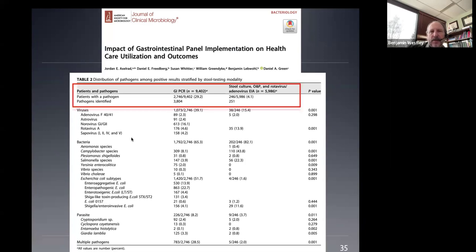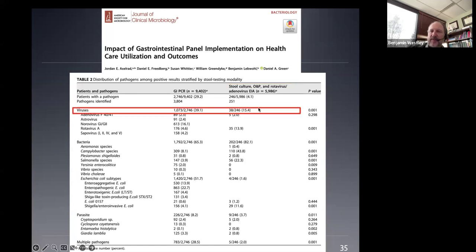Those that had a GI PCR test, and this is thousands of patients that were looked at, a pathogen was found 29% of the time in patients that had a PCR test, and only 4% of the time in patients that had a culture and a rotavirus or adenovirus EIA test. So much higher diagnosis. And what drove that was the viruses. That makes sense because viruses aren't going to grow on a culture.